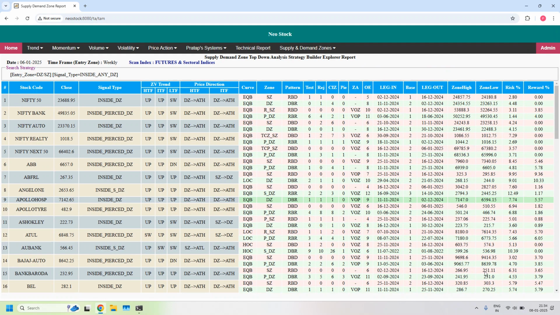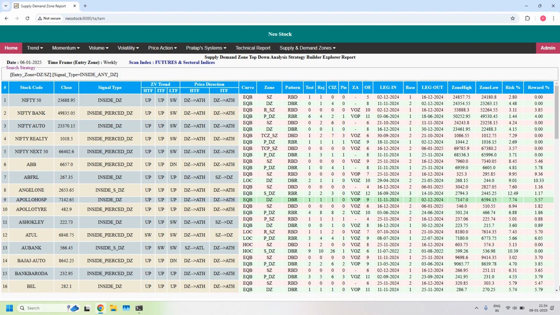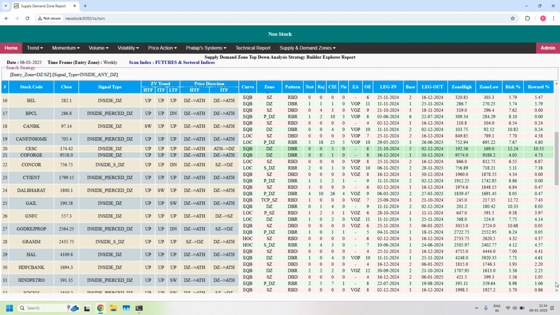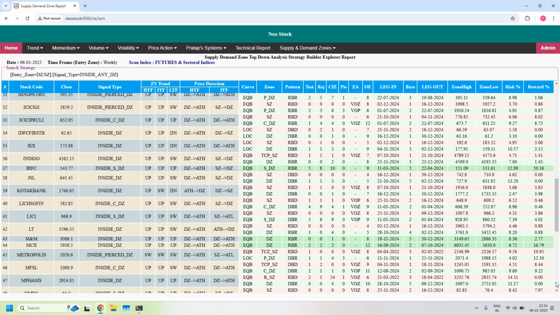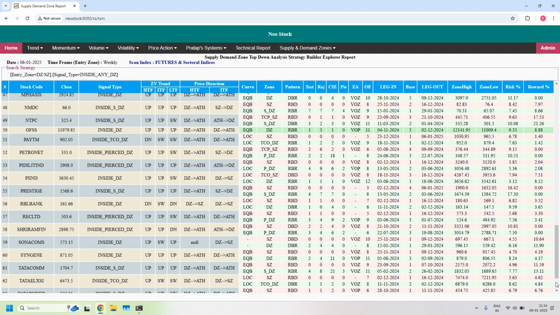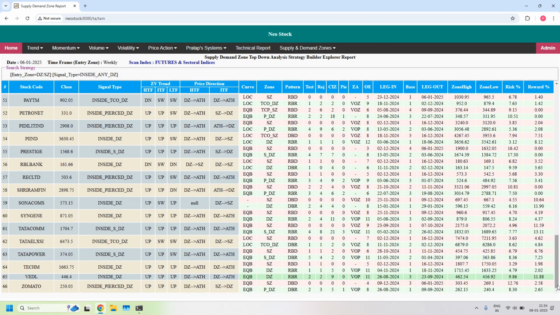We got a big list. 66 stocks are filtered where price closed inside weekly demand zone. Some of those zones can be pierced zones. I'm scrolling the list down. So total 66 weekly demand zones are filtered where price closed inside these demand zones.